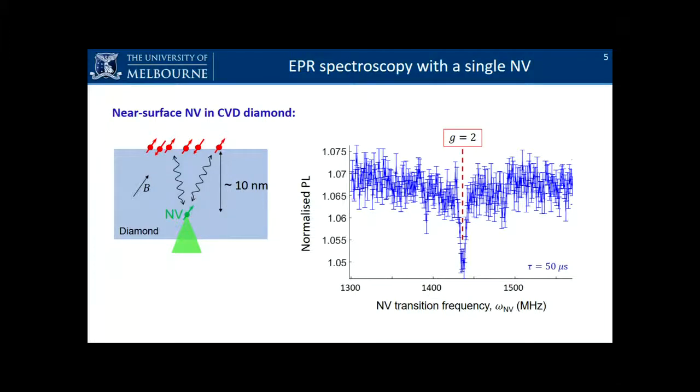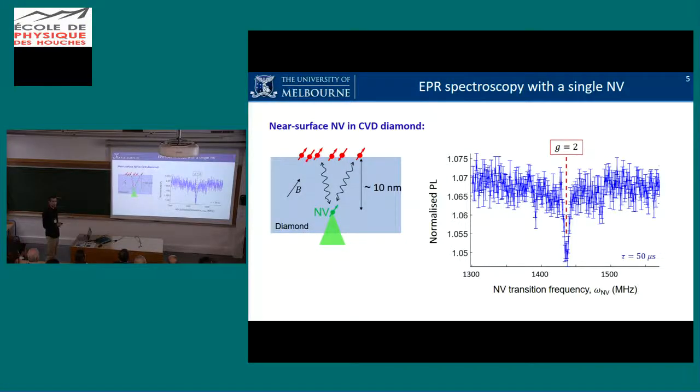A bit more interesting: if we take a pure diamond, so a CVD diamond that is free of P1s, and if we take a near-surface NV, say about 10 nanometers from the surface, we get this kind of spectrum where now we have only one line, which is at the g equal 2 line, so unpaired electrons. They come from the surface, from dangling bonds or some kind of surface state.